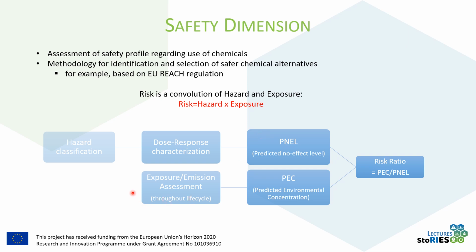On the other side, what is needed is to assess the level of exposure, or the quantity that could be released in the environment, and this in the SSbD framework should be done throughout the life cycle. From this it is possible to assess the predicted environmental concentration, the PEC, and as a final step, the combination of these two indicators gives the risk ratio.